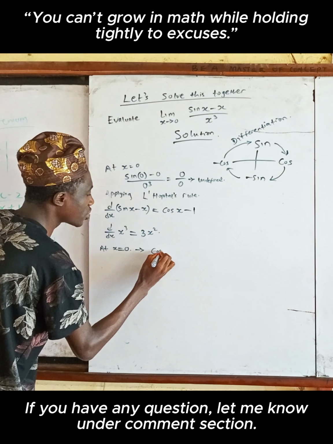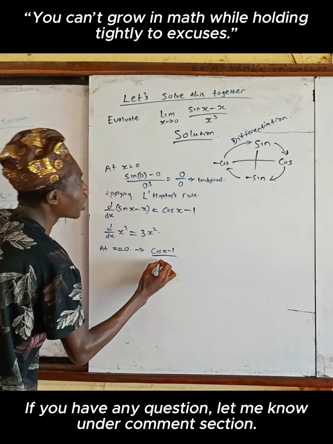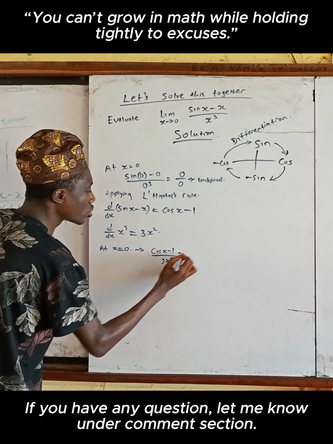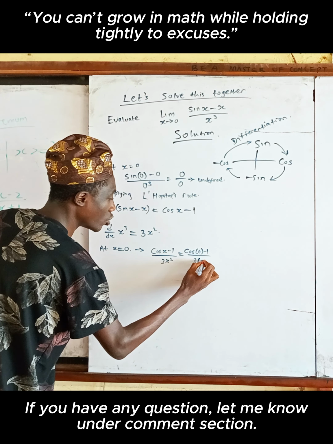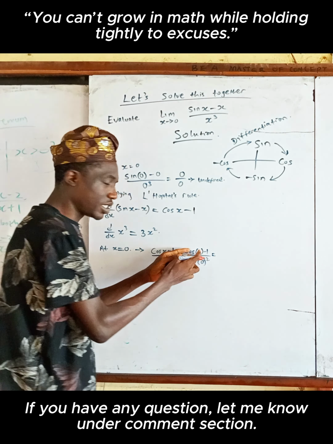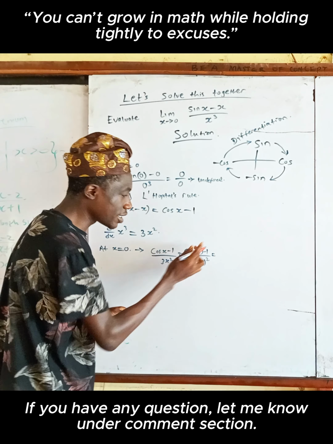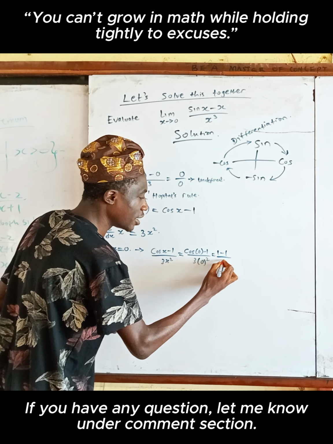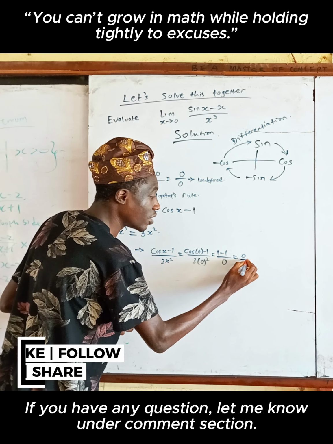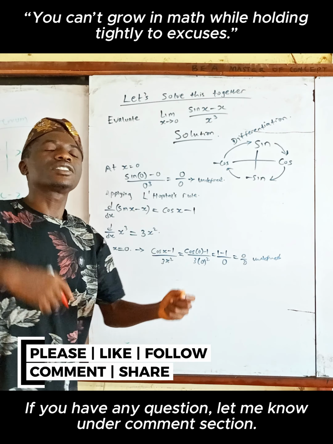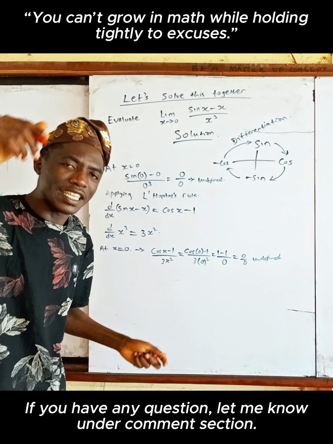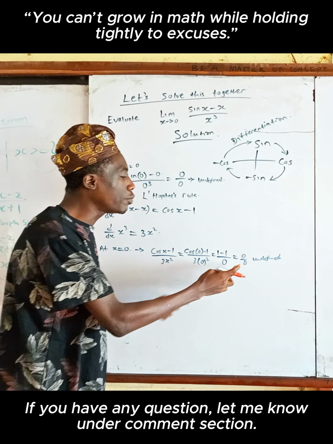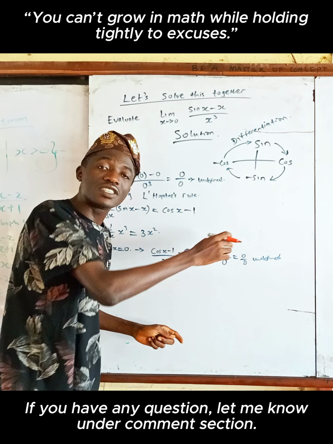We have cos x minus 1 all over 3x squared, which is equal to cos 0 minus 1 divided by 3 into 0 squared. We check this very well. This cos 0 will give us 1, and that is 1 minus 1 divided by 0, which is equal to 0 divided by 0. Undefined again. You are still going to apply the same L'Hopital's rule again and again until you are able to figure out this 0. We do not have 0 again here.